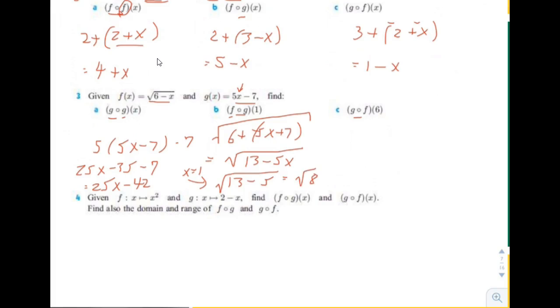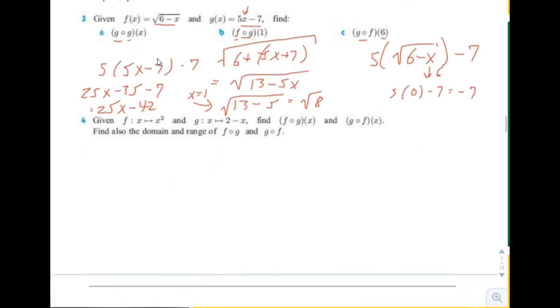Now what about g follows f, and then plug in 6 for x. So first we'll do f, which is square root of 6 minus x, and then we're going to operate g on that, which is going to be 5 times something minus 7, the something being square root of 6 minus x. And then we're going to put in 6 for x. If we put 6 in there, we're going to get 5 times square root of 0 minus 7, which is equal to negative 7.